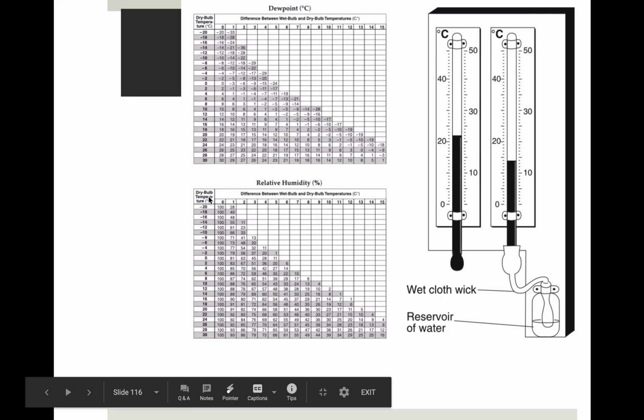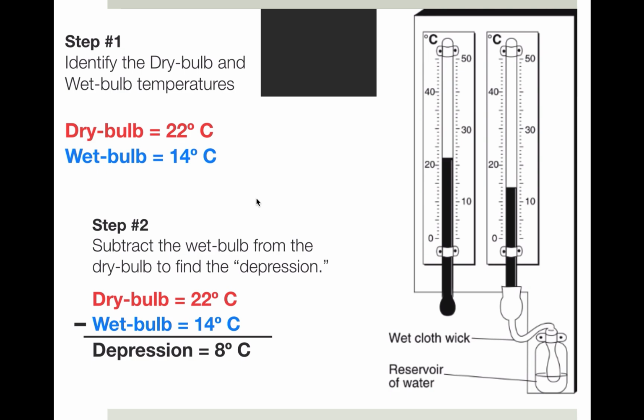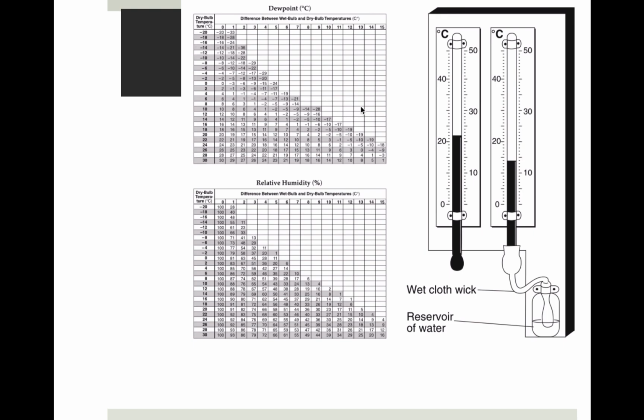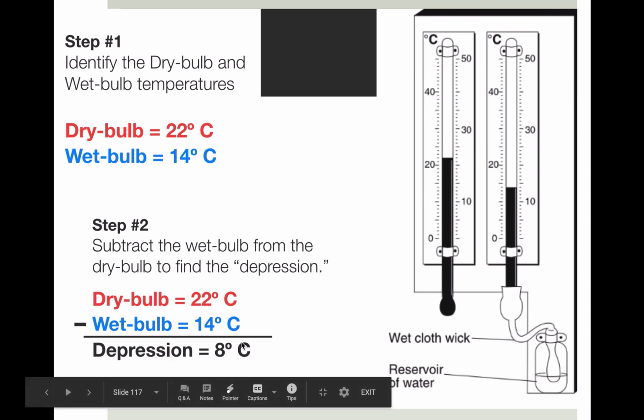Notice the two things that this chart is asking you about are the dry bulb temperature and the difference between the wet bulb and dry bulb temperatures. So the first thing you need to do is figure out what the temperature is on your thermometer. In this case, the dry bulb is at 22 and the wet bulb is at 14. The chart told us that we would need to find the difference, because here it says the difference between wet bulb and dry bulb, aka you subtract them. So if I subtract, my difference is 8.